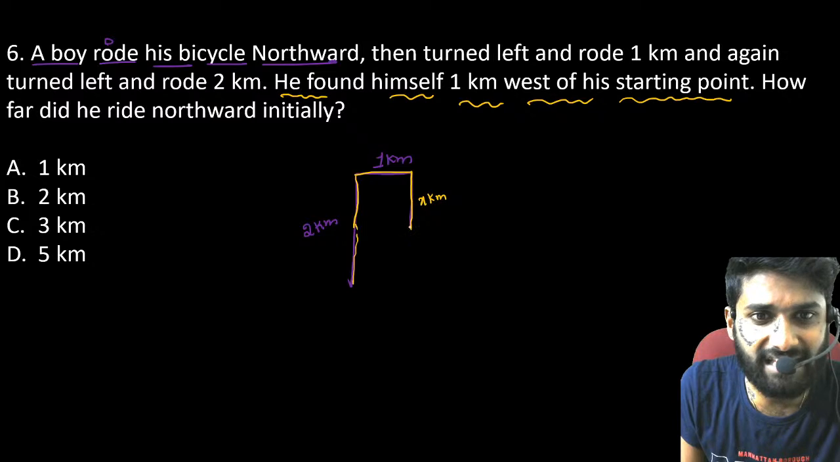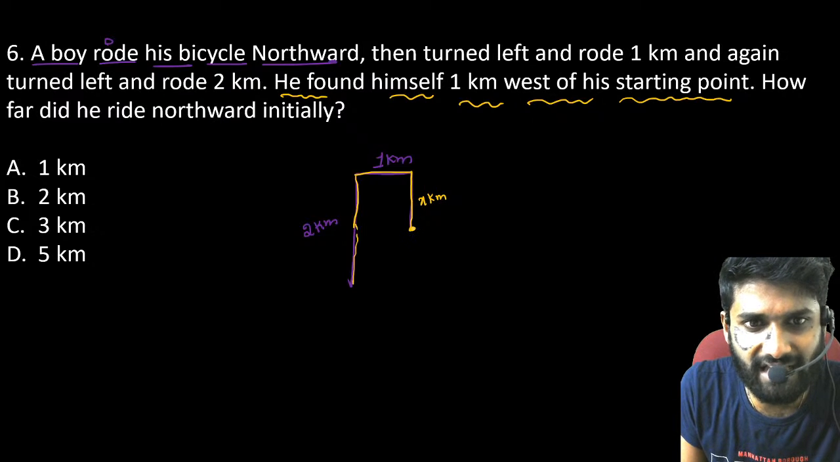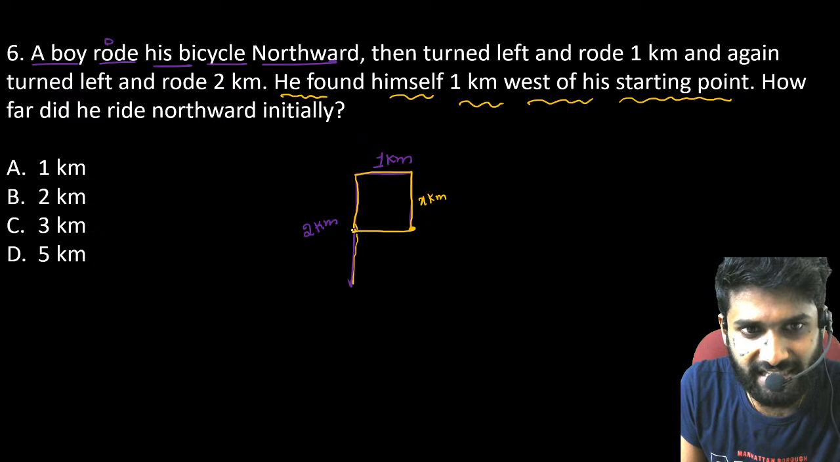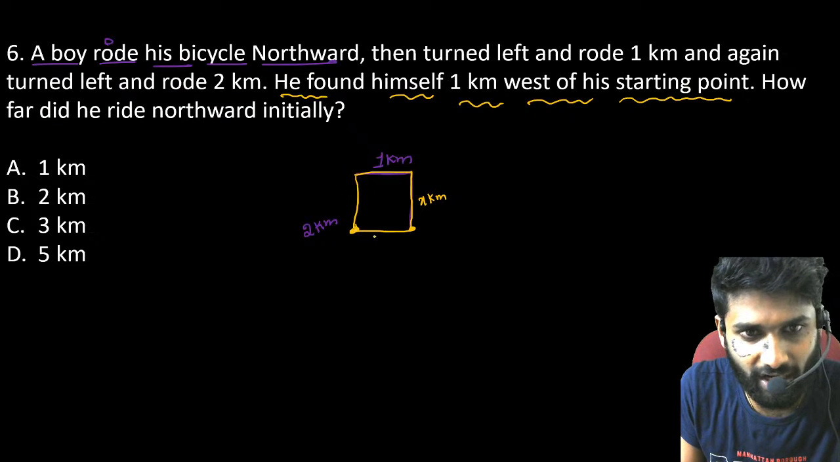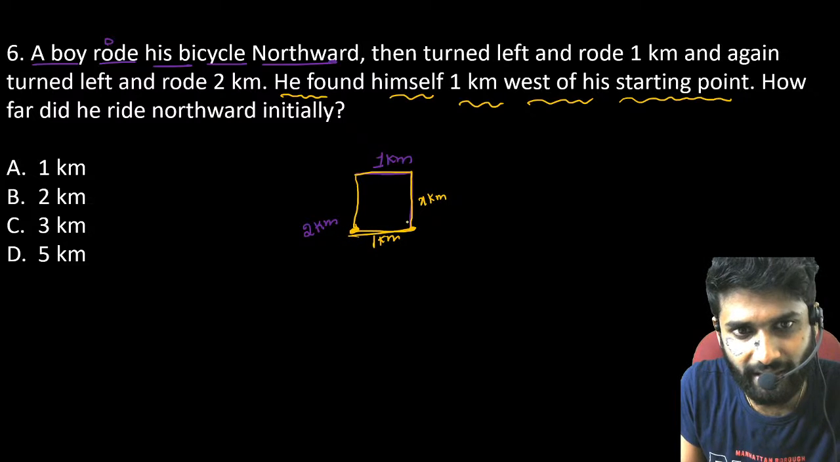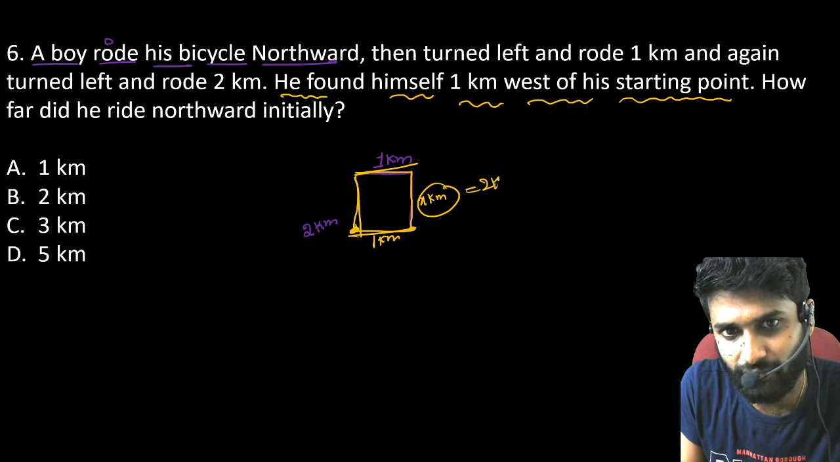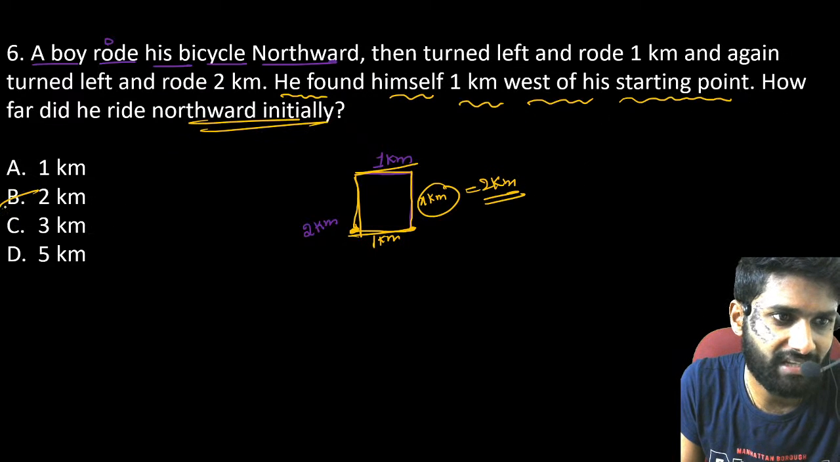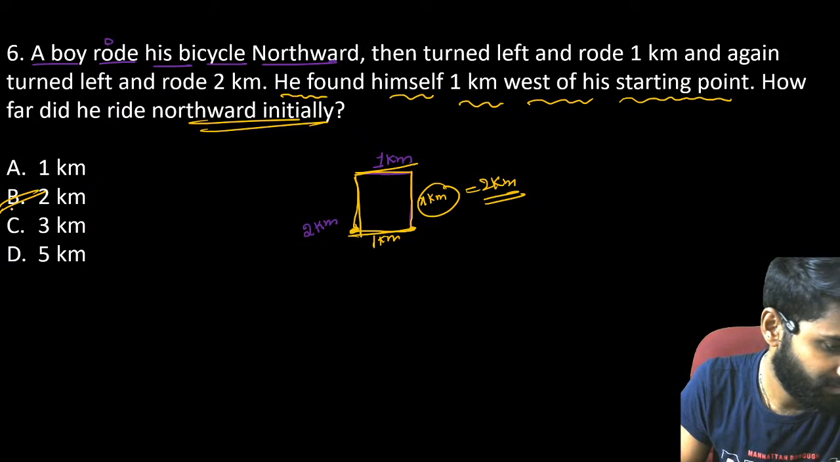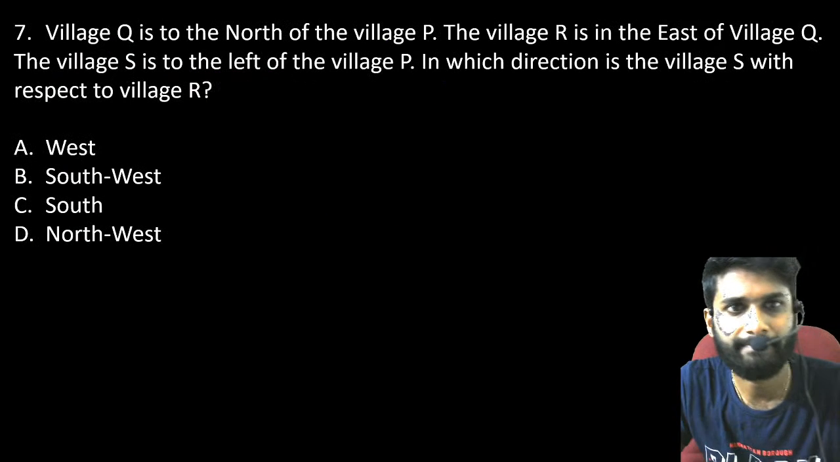That means he is on the west side. If we assume this is the starting point, definitely the west side is indicated by this particular part. Now I can conclude: this is 1 kilometer, this is 1 kilometer and this is 2 kilometers. Then the x value becomes exactly equal to 2. So initially he went northward 2 kilometers. Very good. Next one.